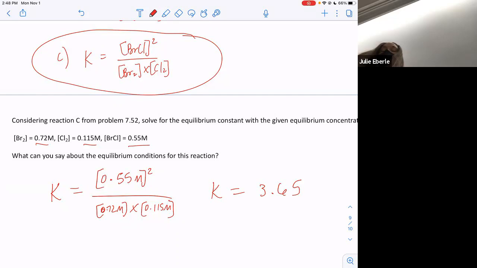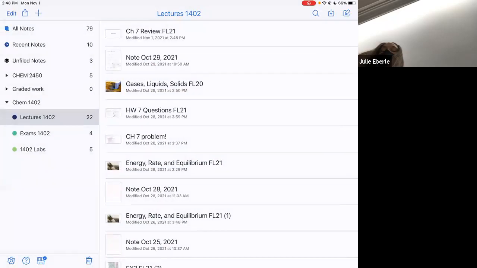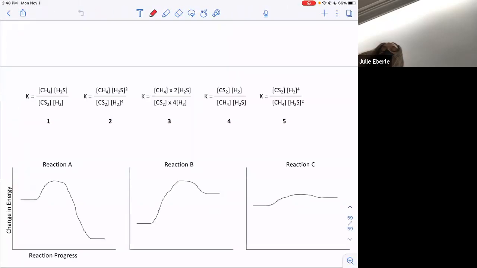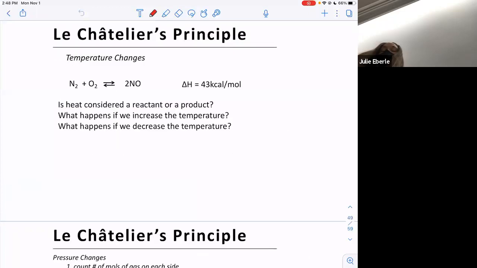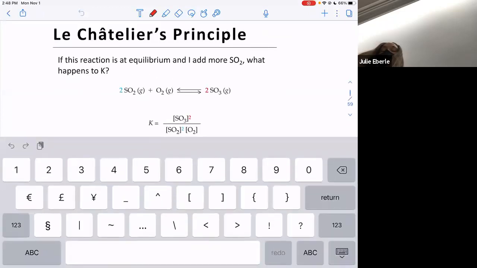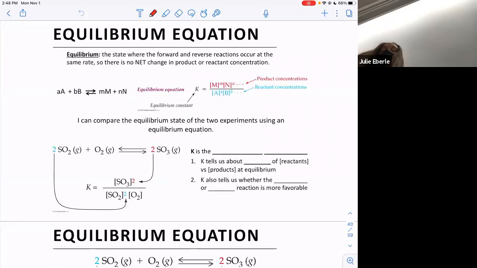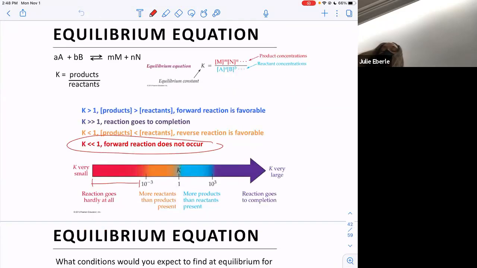What can you say about the equilibrium conditions for this reaction? What do I mean here? What am I asking you? Yeah, y'all remember this slide right here? I think it's a really important one. Right there. Y'all remember that slide? This is what I'm asking you. I'm asking you to comment based on the size of K what your equilibrium conditions are. You got more products, more reactants, the forward or the reverse reaction favored?